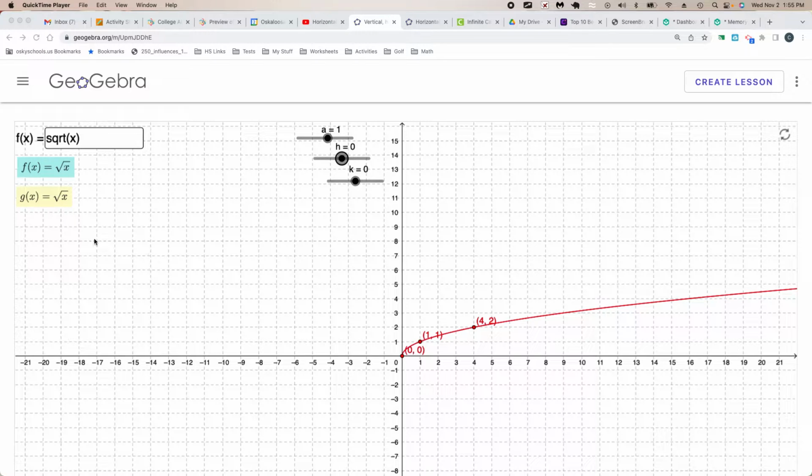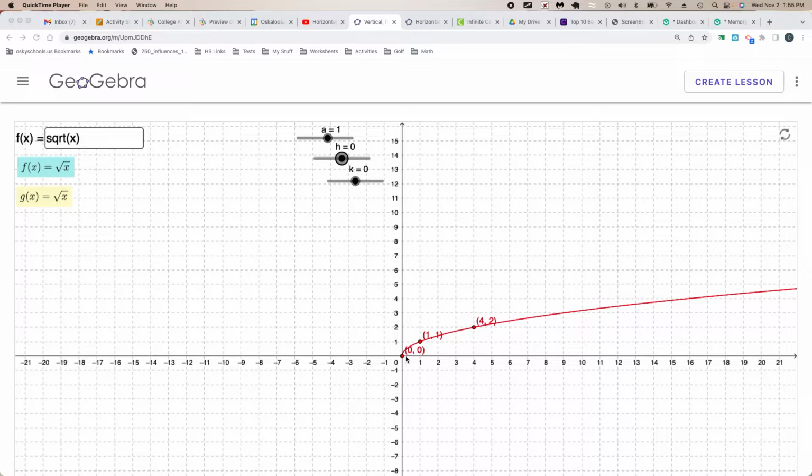So we're looking at the square root function today, and we want to look at the transformations for this square root function. We're going to look at the horizontal and vertical shifts, and then we'll also look at the vertical reflections across the x-axis. So if you look at the two functions, you've got f of x, which is root x, and g of x, which is root x right now.